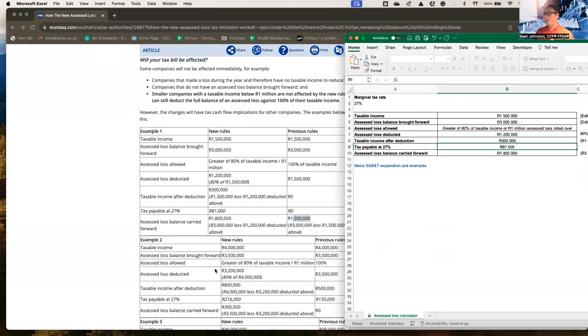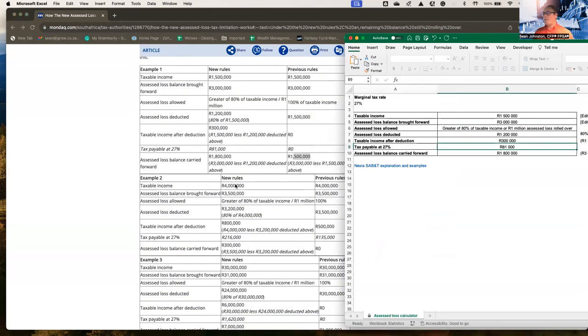Very straightforward. If we go to the second example, which is 4 million taxable income and 3.5 million assessed loss, you can see the taxable income is greater than your assessed loss, which means that under the old rules you would have had 500,000 taxed at 27%. In this case, the offset is 3.2 million because it's 80% of 4 million. 4 million minus 3.2 million is 800,000. 800,000 is the amount that is taxed at 27%, so the tax paid is 216,000, and you roll over with 300,000.